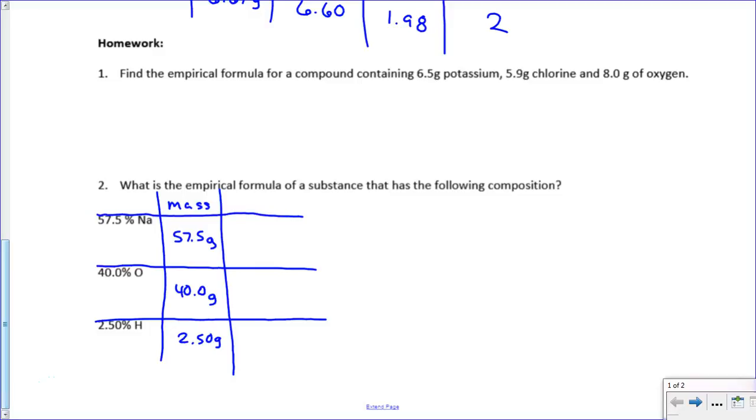The next thing we're going to do is divide by the molar mass. For sodium, the molar mass is 22.99. So we divide 57.5 by 22.99, and you get 2.50. This is to get moles, by the way, because that's the next step. So we're dividing by the molar mass of the element from the periodic table. Then we're going to take oxygen and divide it by its mass on the periodic table. The mass of oxygen is 16, so 40 divided by 16 is 2.50.